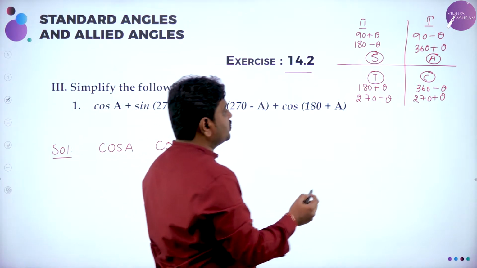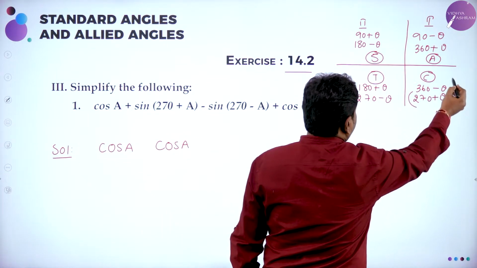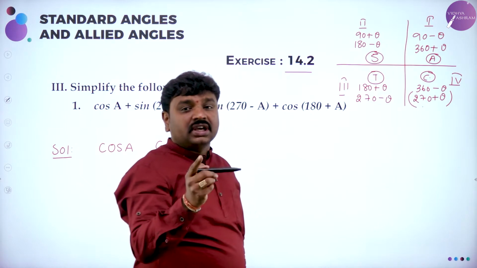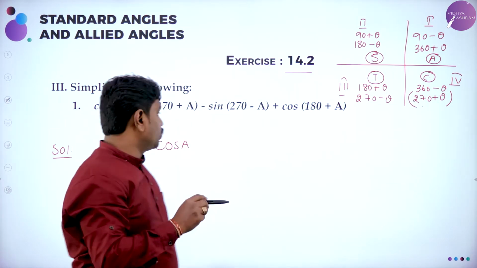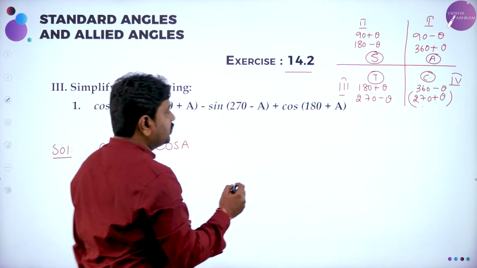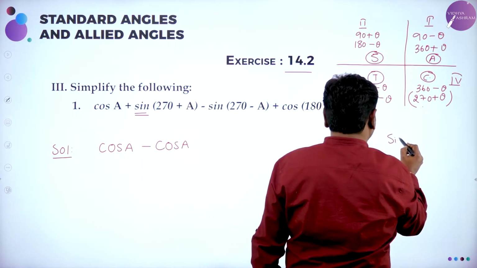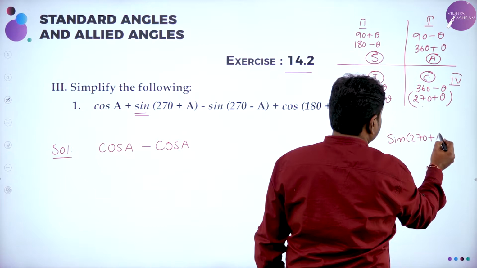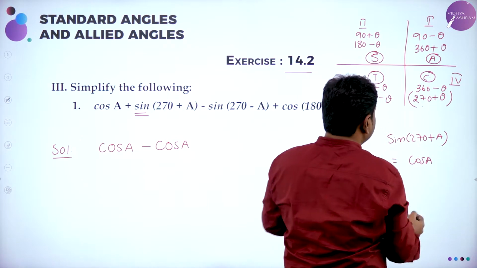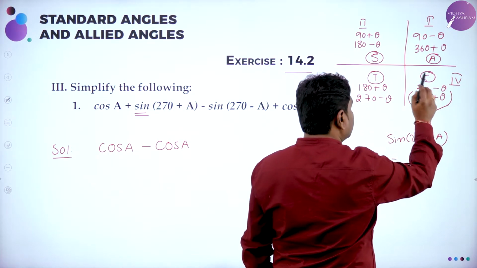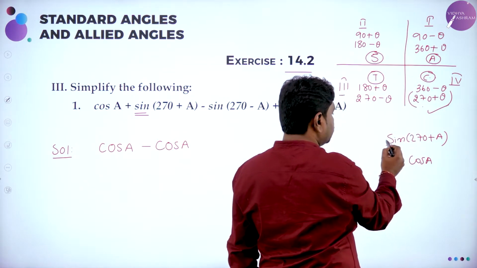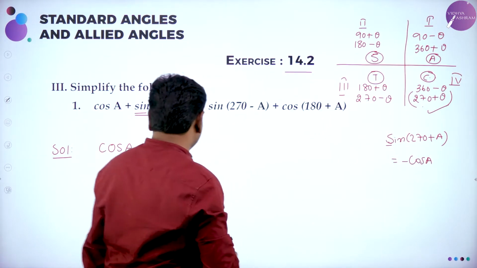270 plus theta lies in fourth quadrant. In fourth quadrant, the alphabet is C. C means if your question is cos, then it is positive. But this is sine, so that's why it is minus. So let me write it separately. We want sine of 270 plus A. For 90 and 270, function changes, sine changes to cos A, and 270 plus A lies in fourth quadrant. But in fourth quadrant, if the question is cos or secant, the answer is positive, but your question is not cos or secant, the question is sine, so it is negative. Sine is negative, so minus cos A.